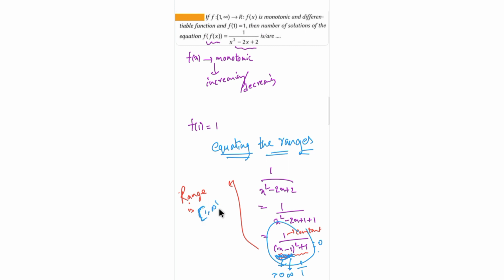from 0 to 1. You cannot get that to be 0. Sorry, I have written it in the wrong way. It's not 1 comma infinity. Sorry. Let me erase this.